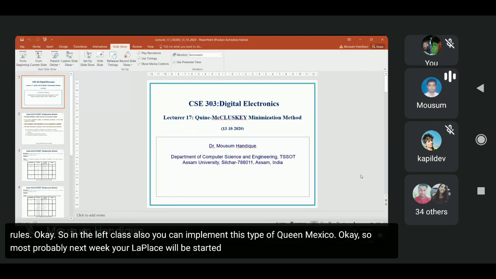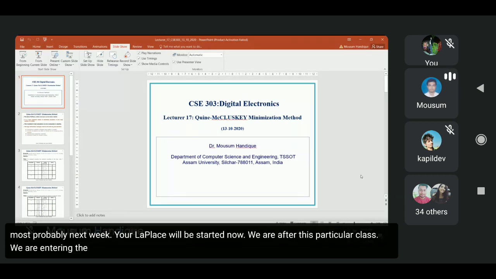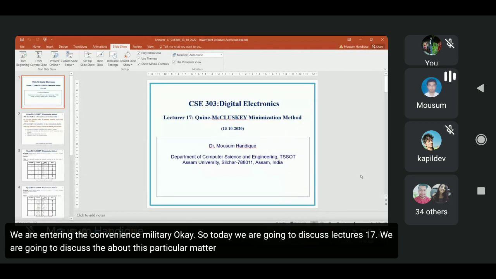After this class we are entering the combinational circuits. Today we are going to discuss lecture 17. We are going to discuss this particular method, the Quine-McCluskey minimization method.